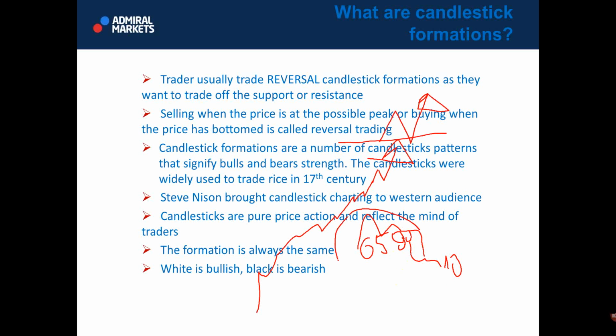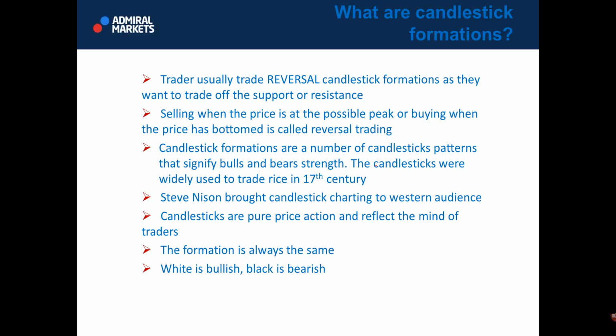Otherwise, I would use a short trade here, put let's say a big stop loss, and go for a short trade. That is why we use reversal candlestick formations, because we want to sell into resistance. If we see that the price is close to resistance, and we see, let's say, a doji or pin bar, and we also need other confirmation, I'll show you that later, we can trade off the level to a short trade.